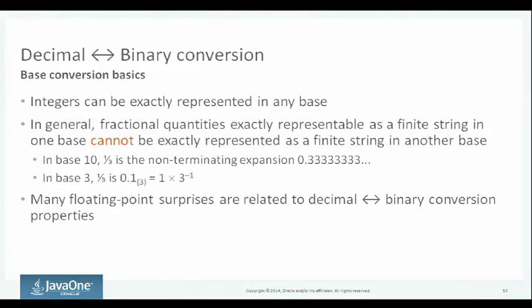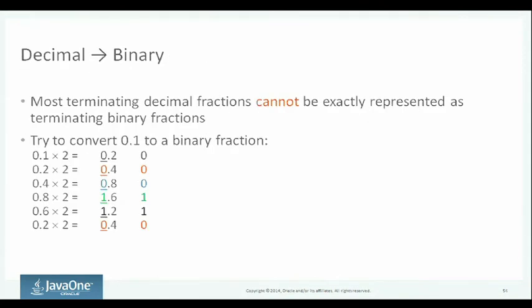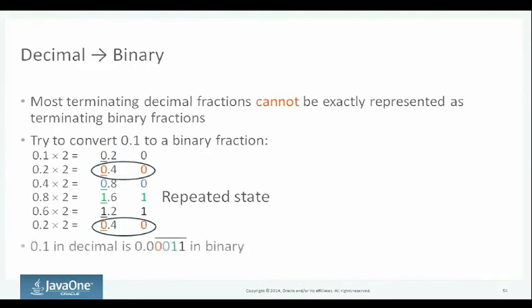So we see here that it's a property of the base. And many of the floating point sources of confusion are related to decimal binary conversion properties, all right? So why don't we try to convert 1/10 to a binary fraction? We'll start the conversion algorithm going. You multiply by 2, you take the leading digit, you keep going. That's all fine. And then we notice we have repeated state between here and here. So if we keep going, we're just going to loop through these values. What that means is that 1/10 in decimal is a repeating fraction in binary. Just like 1/3 is a repeating fraction in decimal, 1/10 is a repeating fraction in binary.